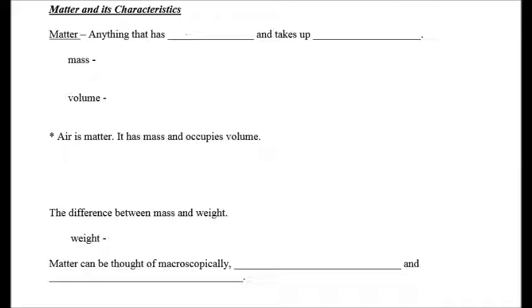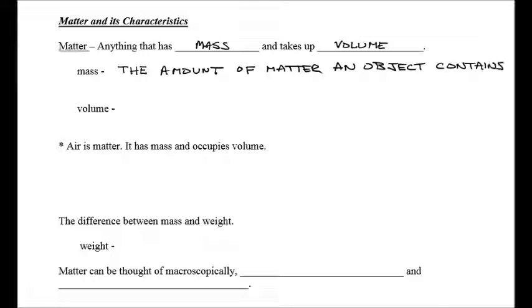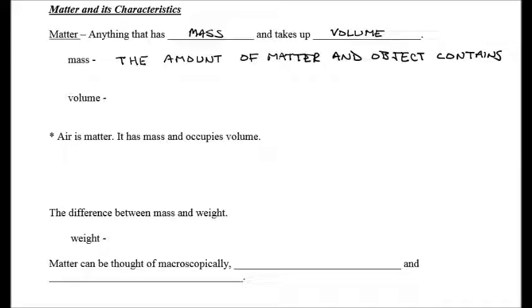Matter is anything that has mass and occupies volume, takes up volume. When we talk about mass, we're talking about the amount of matter an object contains. When we talk about volume, we're talking about the amount of space an object occupies.